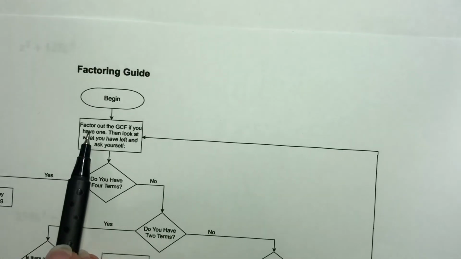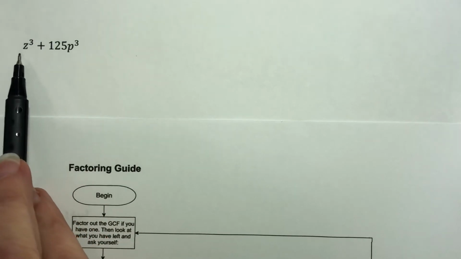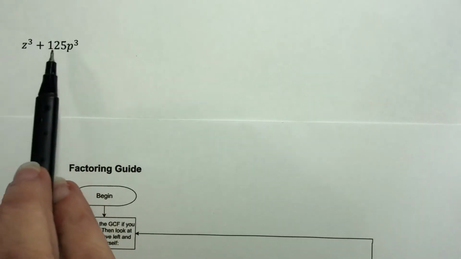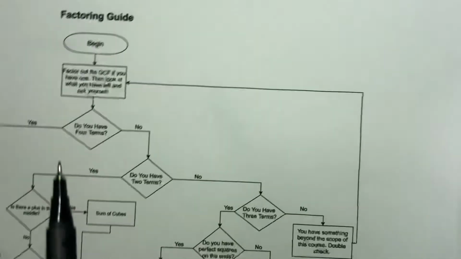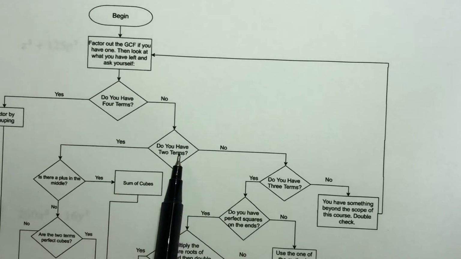Do I have a GCF? No, there's no coefficient here. Well, the coefficient here is 1. I don't have a z here, so there's no GCF. I do not have 4 terms. I do have 2 terms.